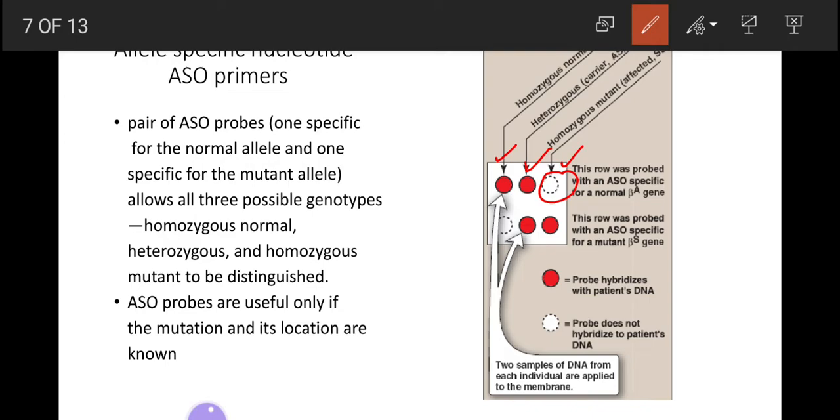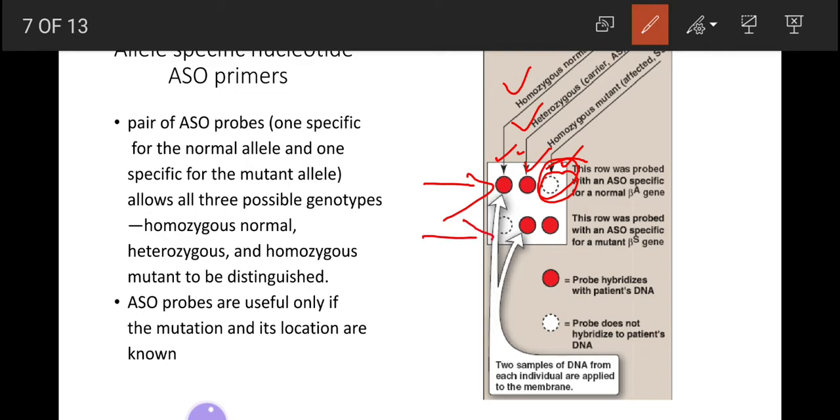So we use a mixture of probes. The first row was probed with the ASO specific for the normal beta A gene. The probes which have the sequence complementary to the normal gene will bind to both the homozygous normal and the heterozygous. And the third, which is the mutant, the DNA from the affected patient, will not be bound.